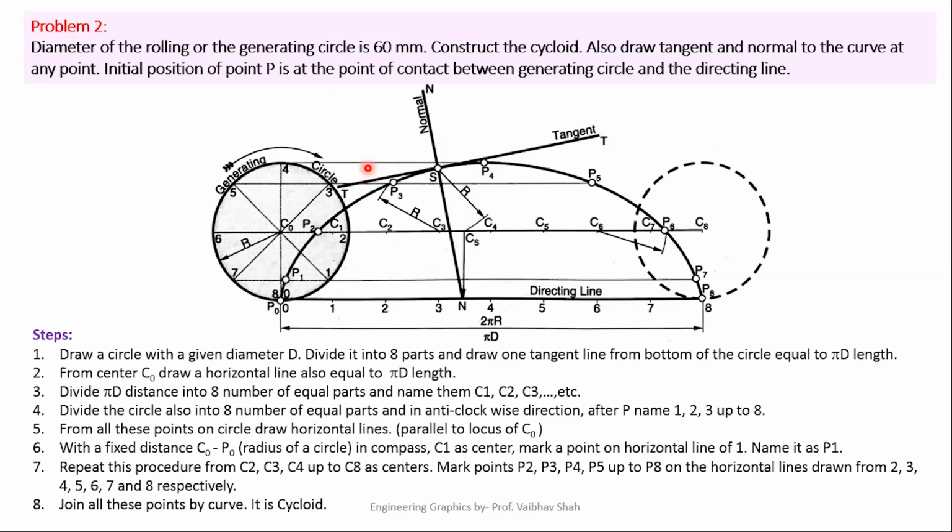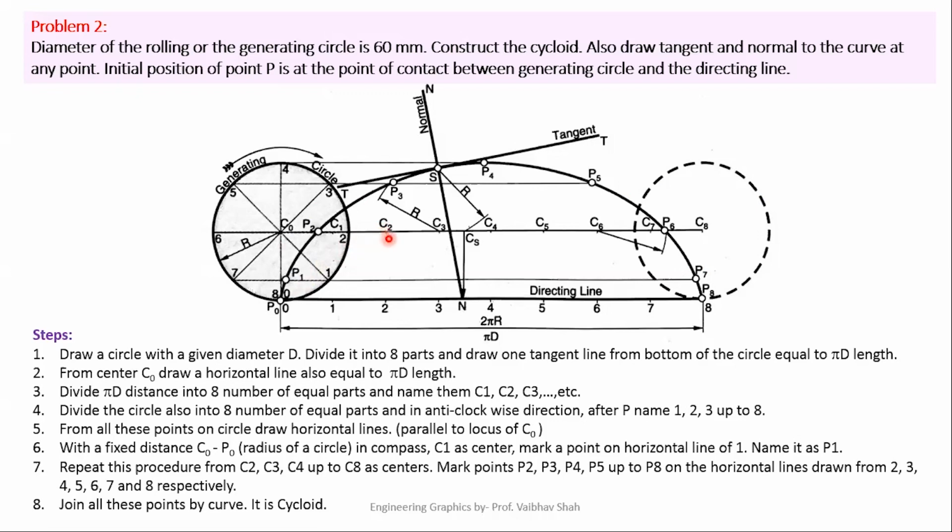Now after drawing these parallel lines, you will select on your rounder the dimension of the radius of this rolling circle, which is C0 P0 in our case, or you can take 30 mm directly on your rounder. After selecting this radial distance on your rounder, use your center C1 and try to cut the line of 1. So this is point 1. So this is the line of 1. So you have to cut the line passing from 1 somewhere here to get point P1.